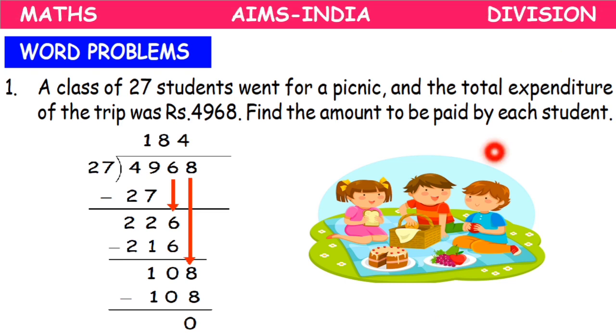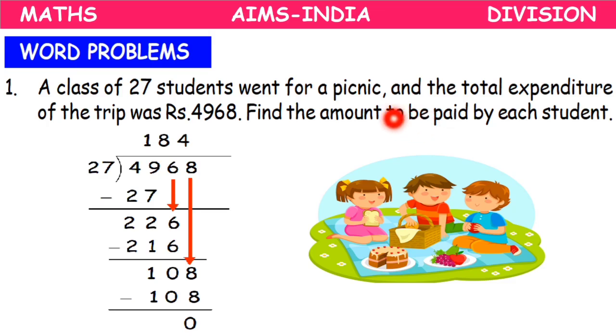Now coming to word problems. A class of 27 students went for a picnic and the total expenditure of the trip was 4968 rupees. Find the amount to be paid by each student. Now what are they saying here? In a class there are 27 students, and what did they do?